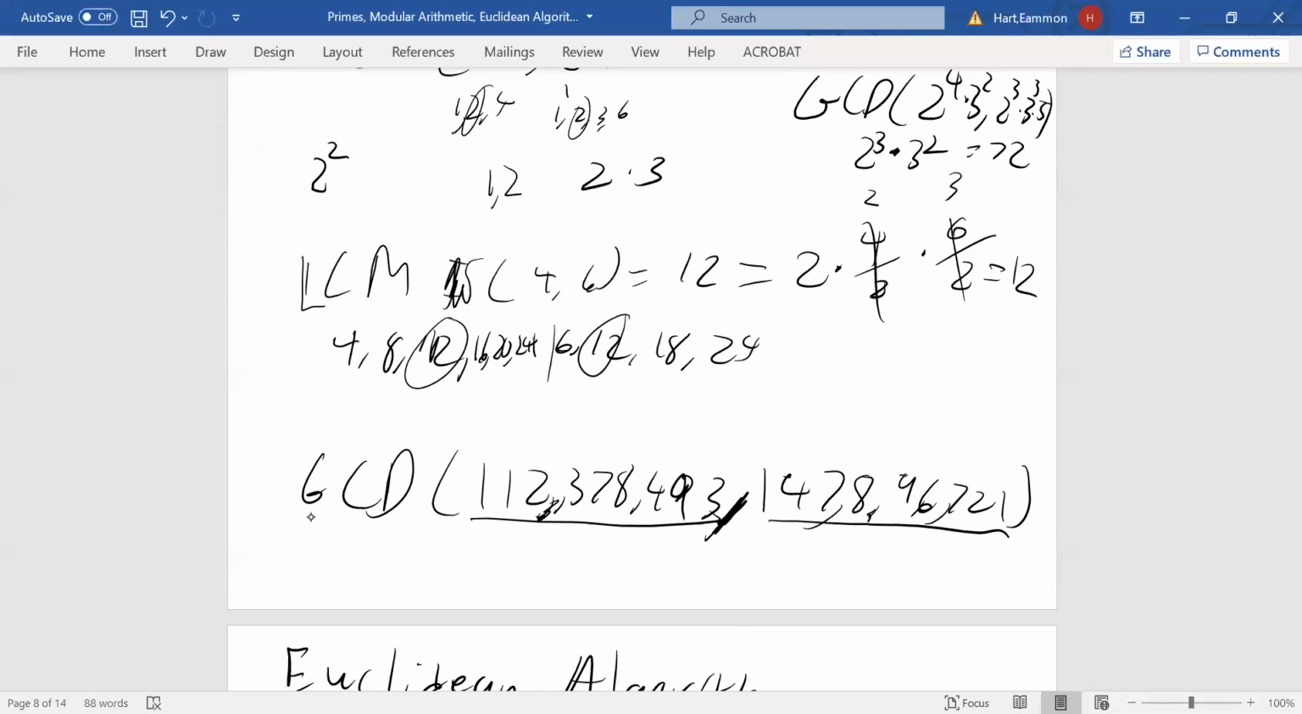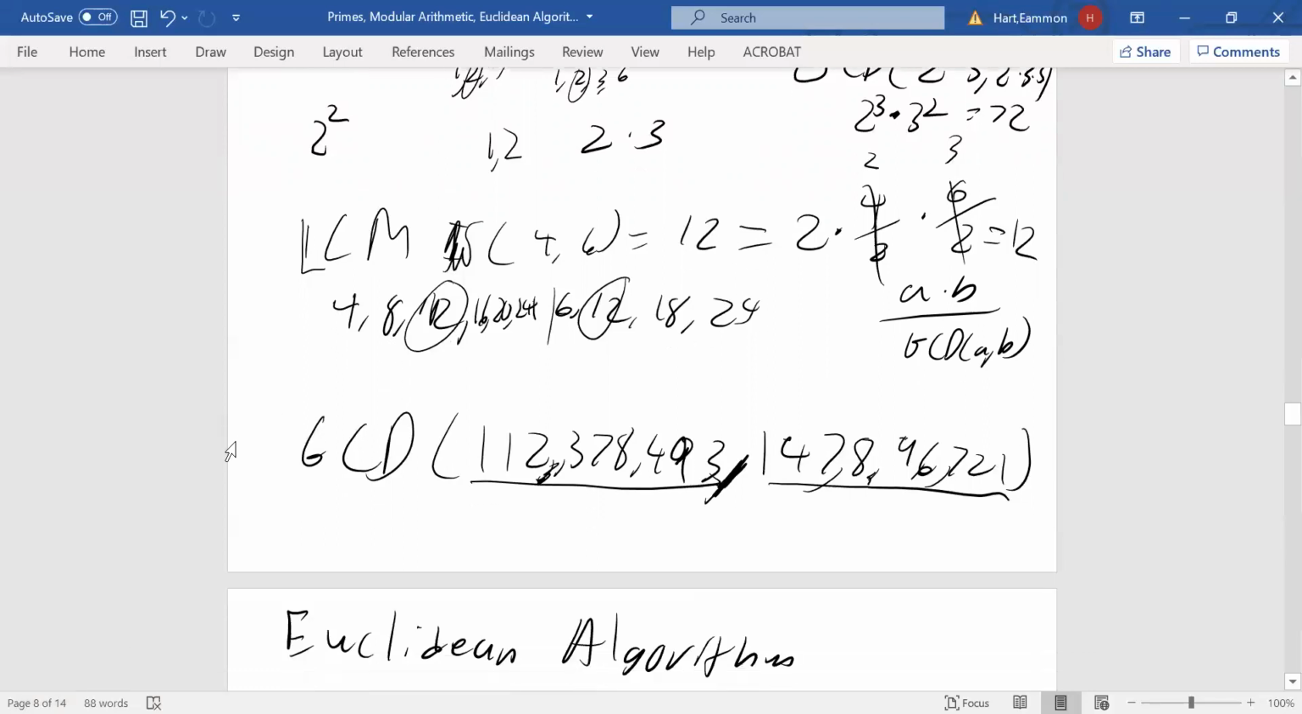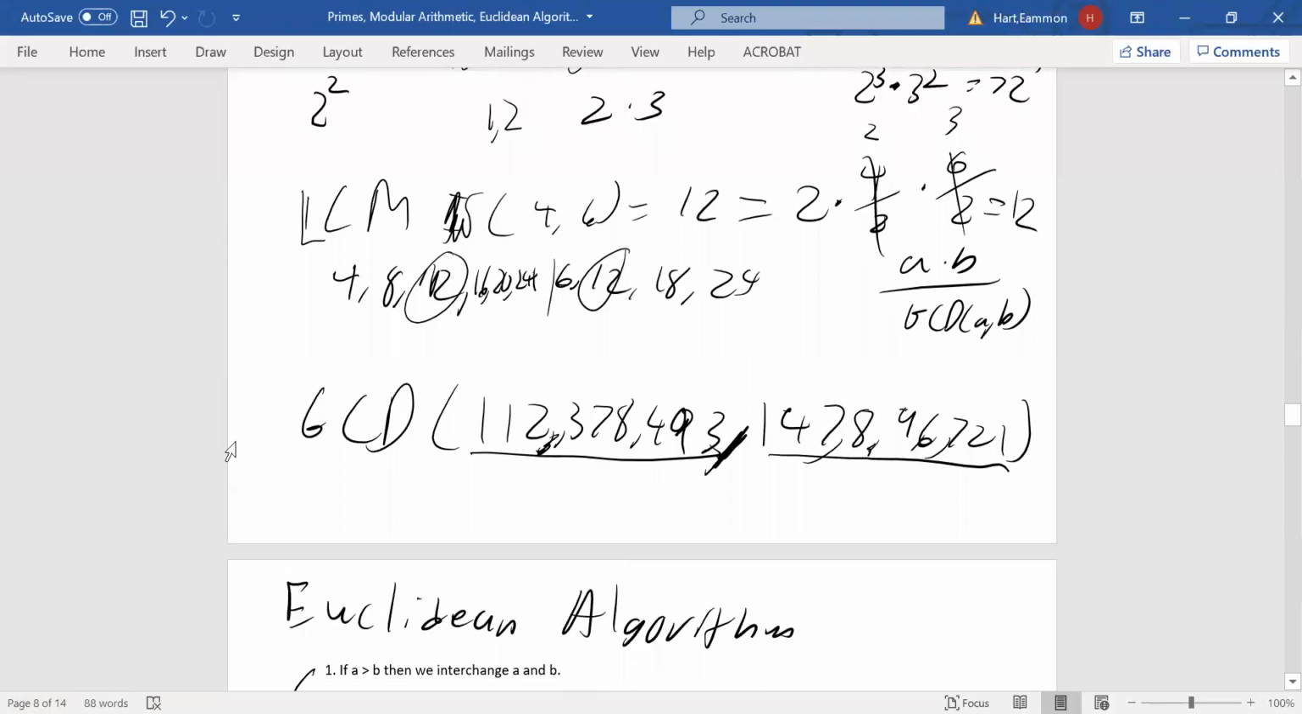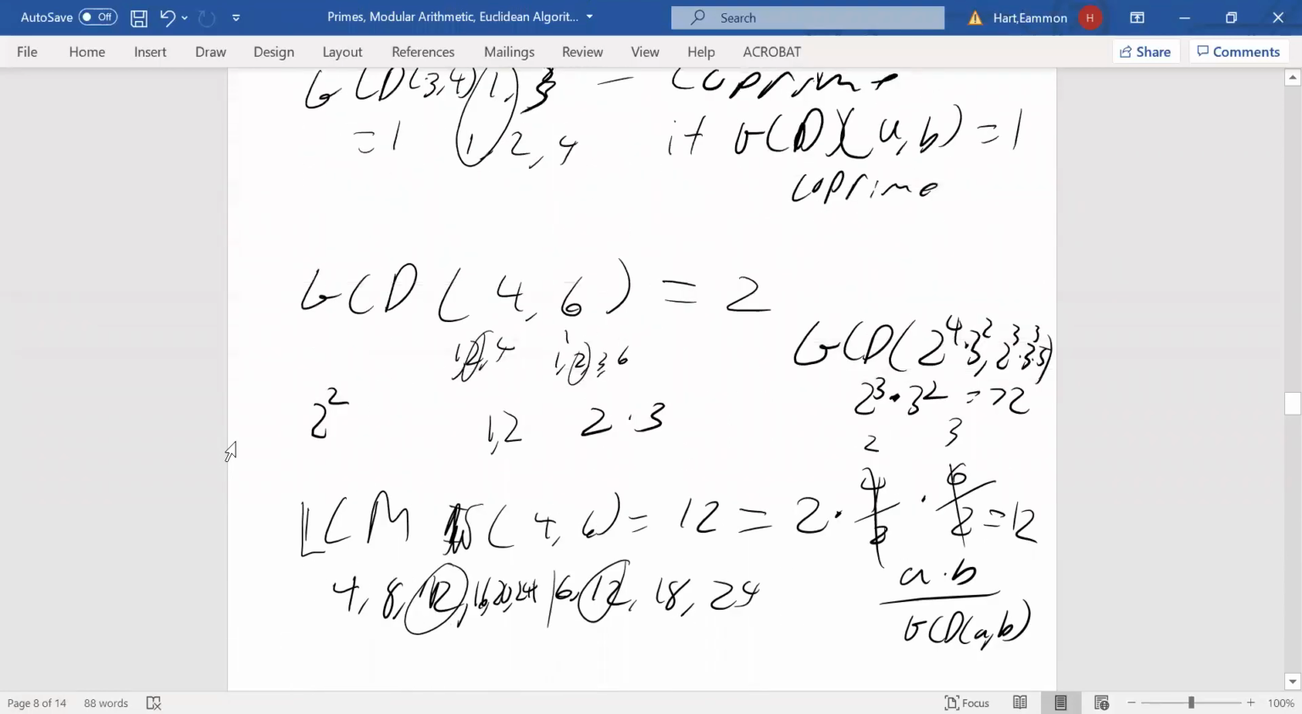But I can also do 2 times 4 divided by 2 times 6 divided by 2, which is 12. So guys, also remember this is equivalent to A times B divided by the GCD of A and B. So this is a third possible way to write that. They're all the same. Basically, I'm making sure that I don't double count their common factors.